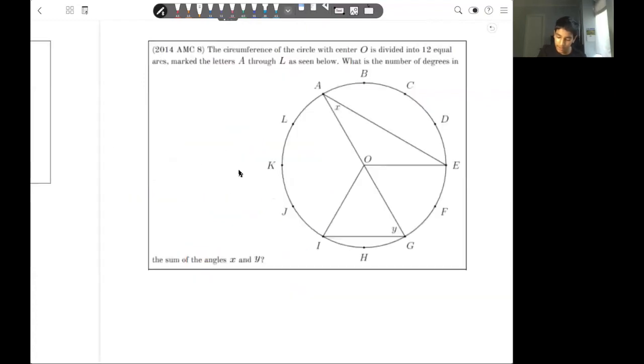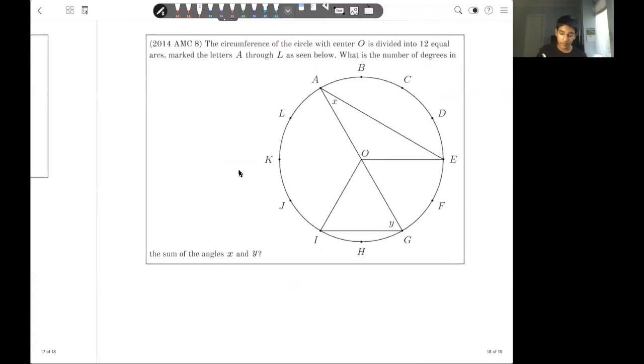Okay, so now we're going to try this final problem for today. The circumference of the circle with center O is divided into 12 equal arcs, marked A through L. What's the number of degrees in the angles X and Y? So for this problem, we see that it's divided into 12 equal arcs. So since there's 360 degrees in a circle, each of these arcs will have a length of 30 degrees. Or actually, that may be confusing, so I won't do it that way.